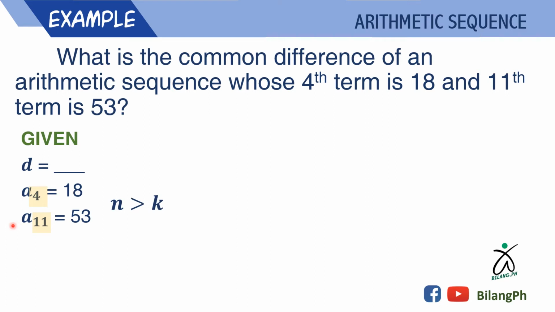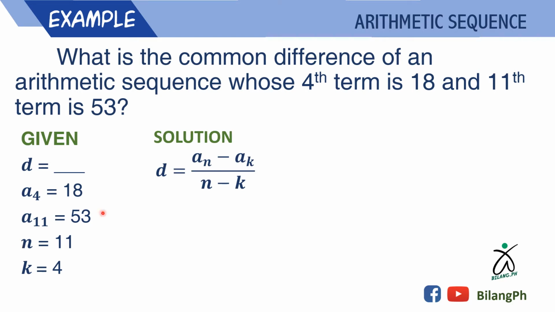Kanina, ang sabi, n should be greater than k. So, ang n natin ay 11 at ang k naman ay 4. Para ma-solve ang problem na to, gamitin natin yung formula. D equals A sub n minus A sub k all over n minus k. I-plug in ang mga given. Ang A sub n natin ay yung huli sa dalawa. So, that is A sub 11 o 53.